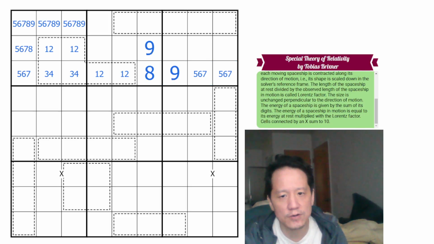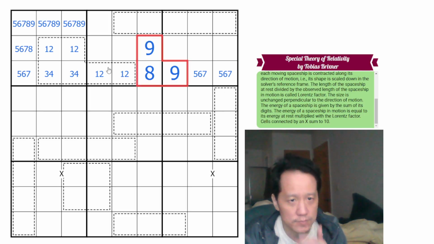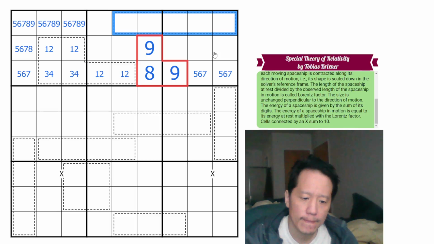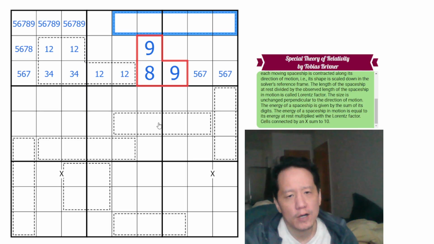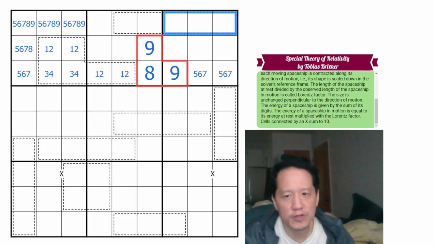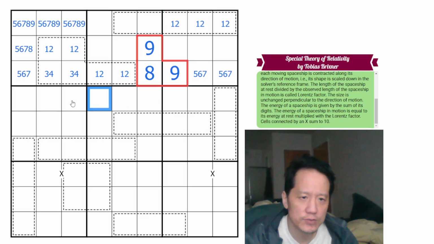So this is the shrunken spaceship. One of these is 9. What about this? Well, I'm not really sure, because it's kind of confusing. So 1 and 2 have to be here. We don't know which one.